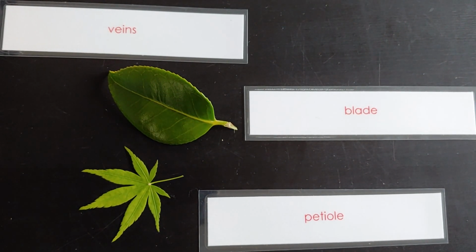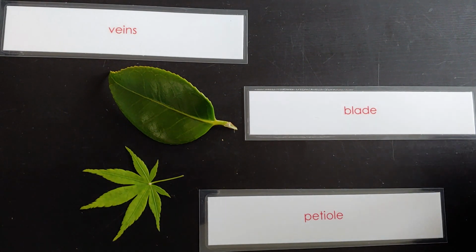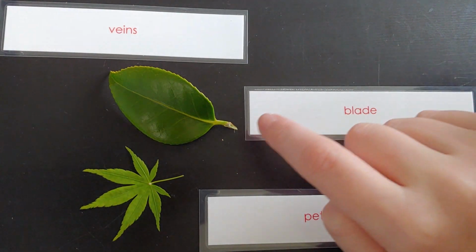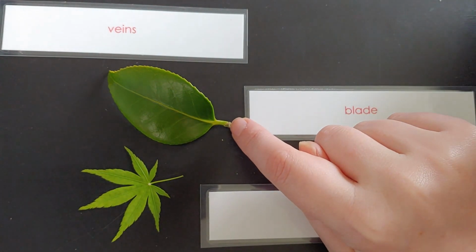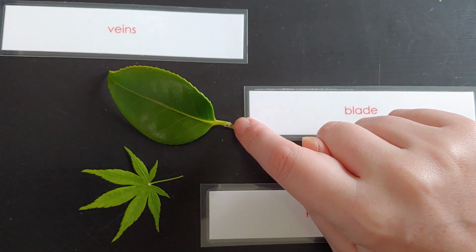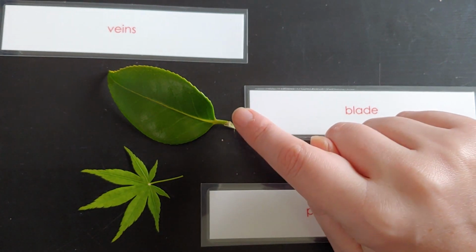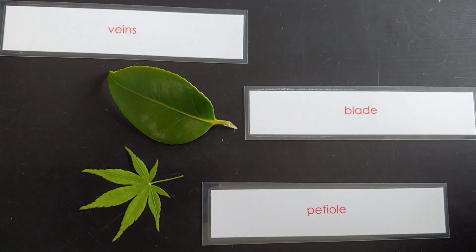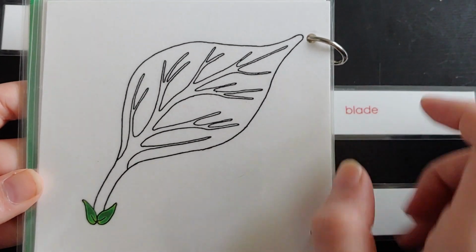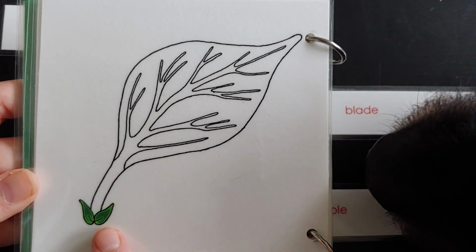Now, the last part is one I'm going to have to show you with a picture because I couldn't find a single plant that had it. You're going to need to do some investigation. On some plants, there are little tiny baby leaves right at the base of the petiole, and those are called stipules. If you look in a picture, these would be the stipules.